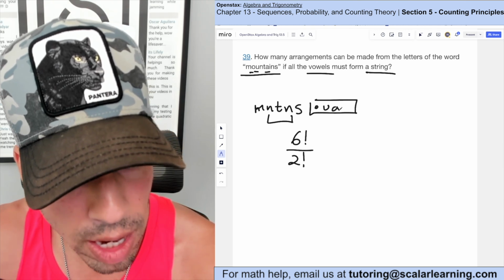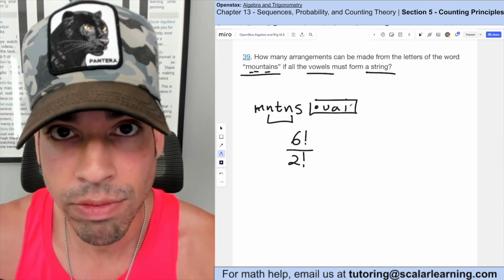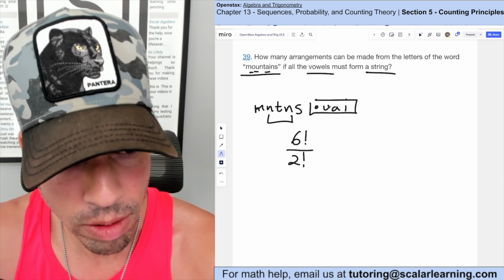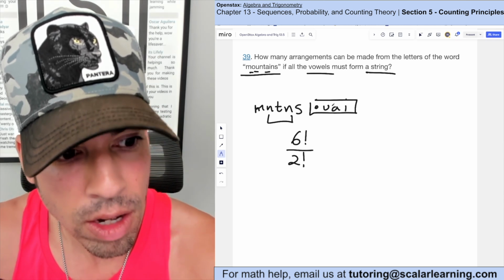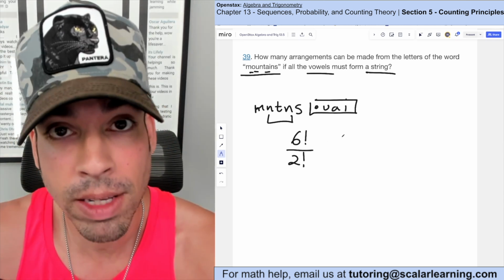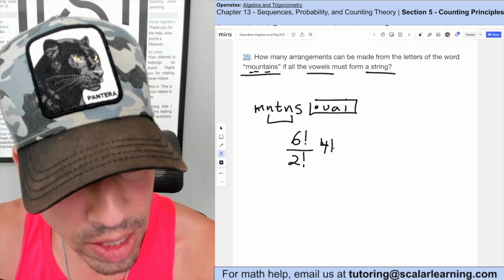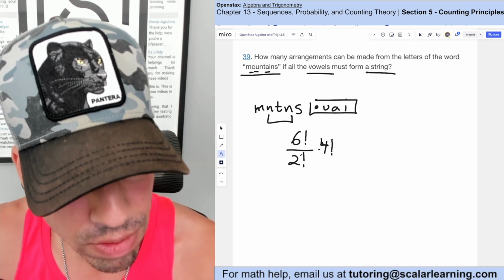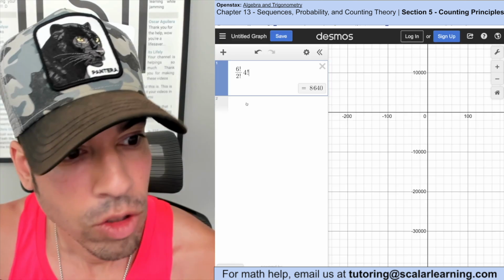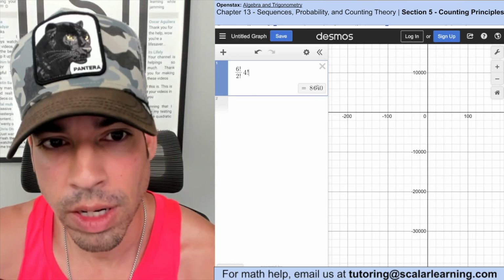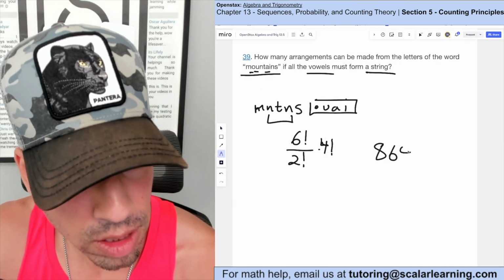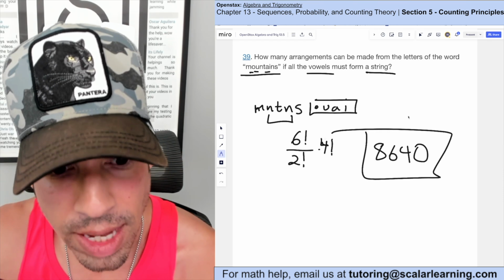O, U, A, I. And then we have to think about all the different arrangements of the string, right? O-U-A-I, O-A-U-I, etc., etc. How many arrangements are there? There's 4 letters, so 4 factorial. So then we take this final answer, multiply it by 4 factorial. So here we get 8,640. So there are 8,640 arrangements. That's how you do it.